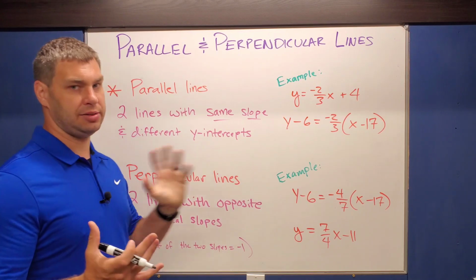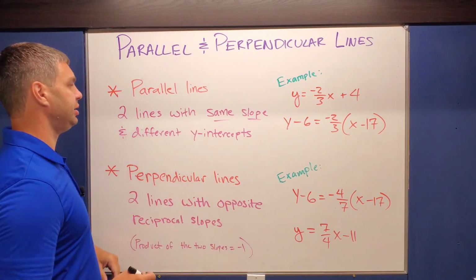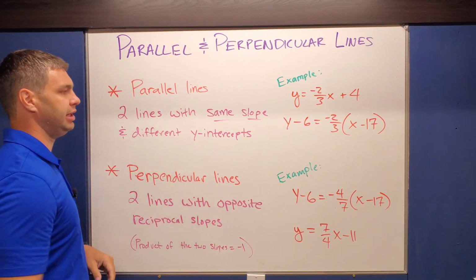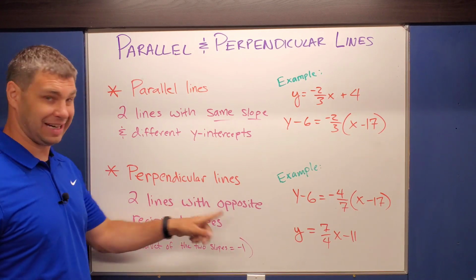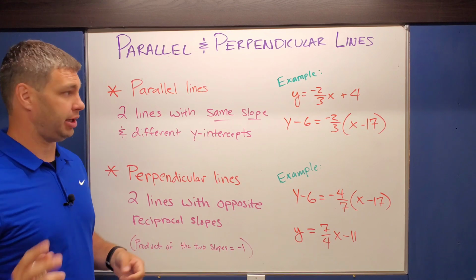Today we're talking about parallel and perpendicular lines. So you've probably seen these before, but just a reminder, parallel lines are two lines with the same slope, whereas perpendicular lines are two lines with the opposite reciprocal slope. All right, so here's a couple examples.